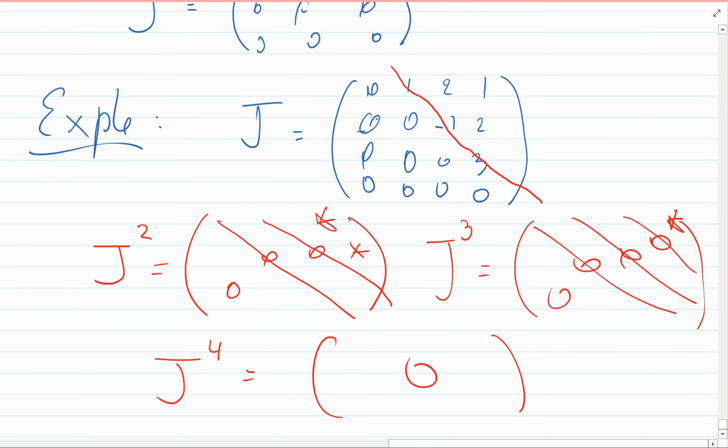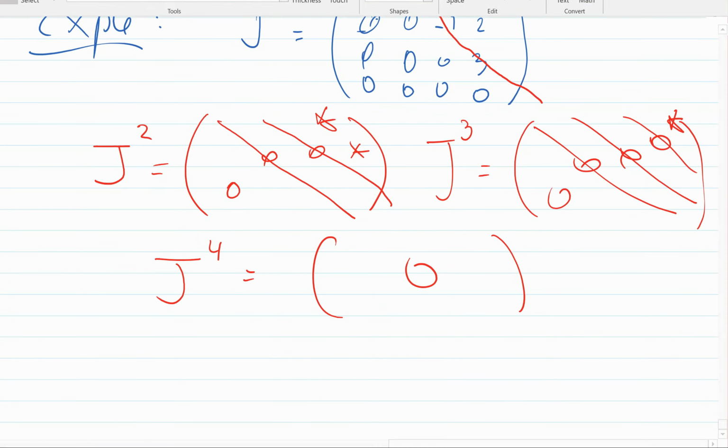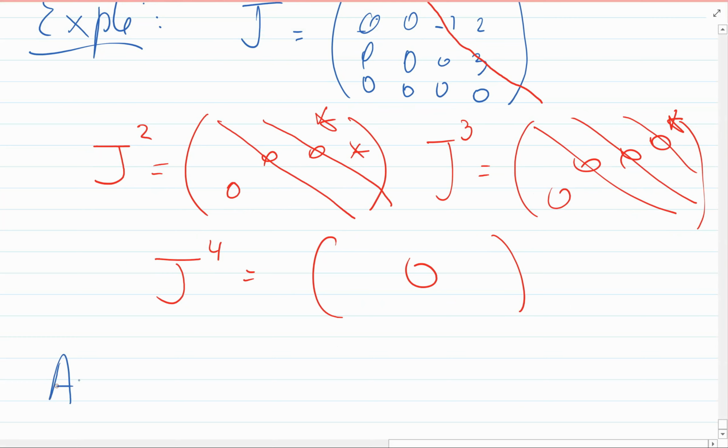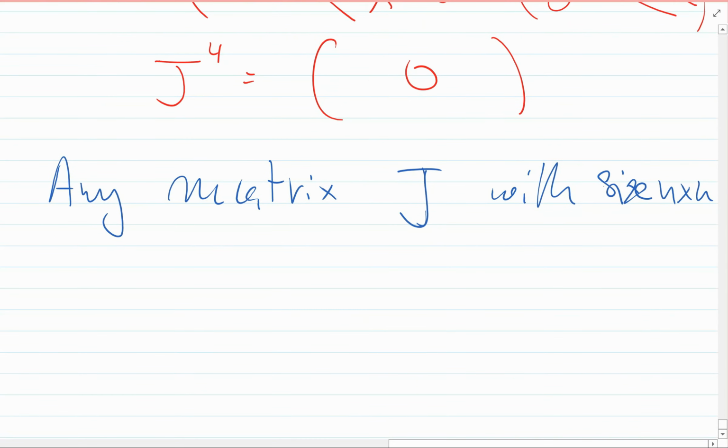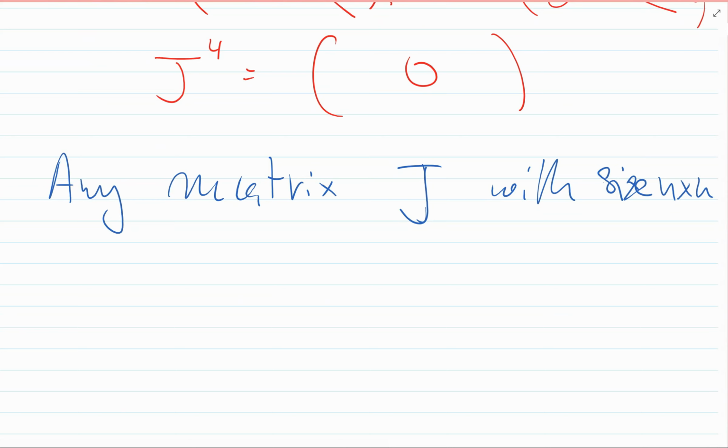So in fact, what's interesting about these matrices is that if you take any matrix J with size n by n, and by the way, it doesn't have to be upper, it can be lower as well, then J to the power n is the 0 matrix. So you see, we only have to worry about what? J1, J2, all the way to J n minus 1. After that, all the powers are equal to 0.